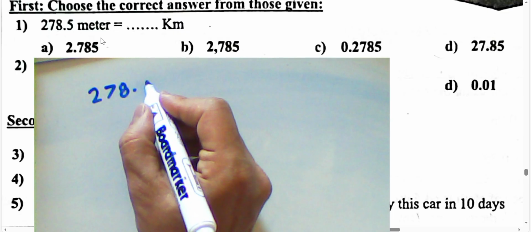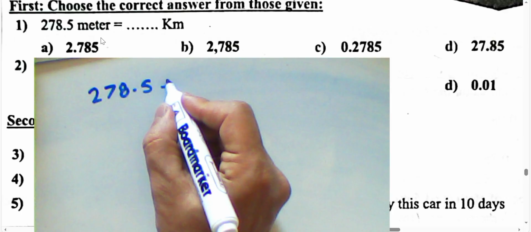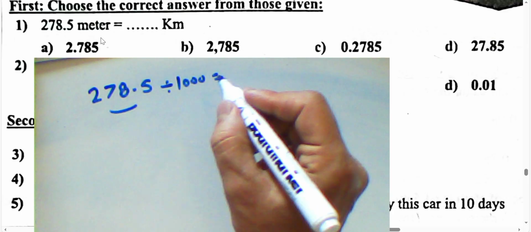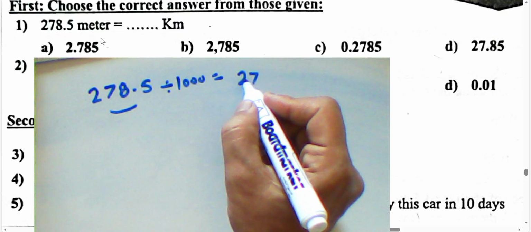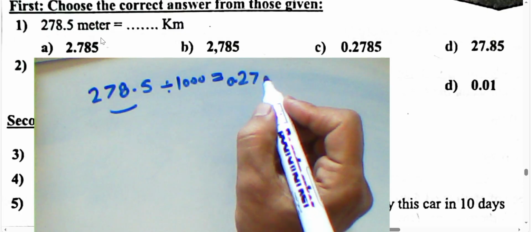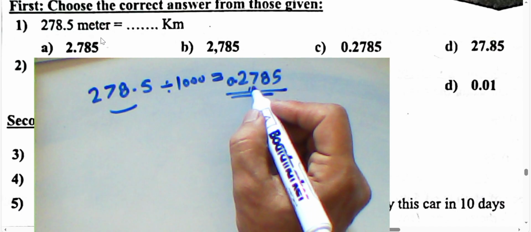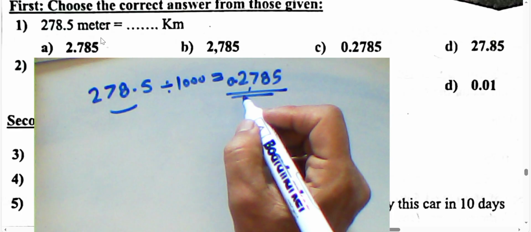Next question. First, choose the correct answer. The number here is in meters. We want to convert from meter to kilometer. We must divide it by 1000. 278 and a half. We will divide it by 1000 to convert from meter to kilometer. Move the point left hand side by 3 places. Write 2, 7, the point here. Okay, 0.2785, 2785 ten thousandths. Choose the answer here.